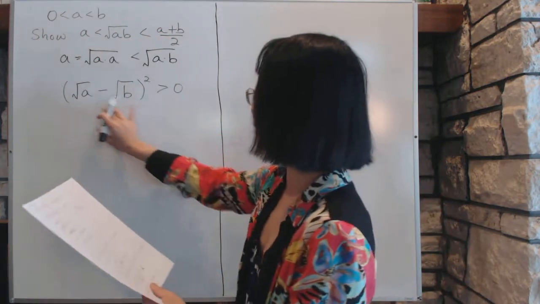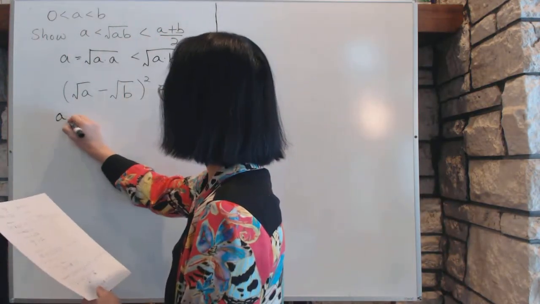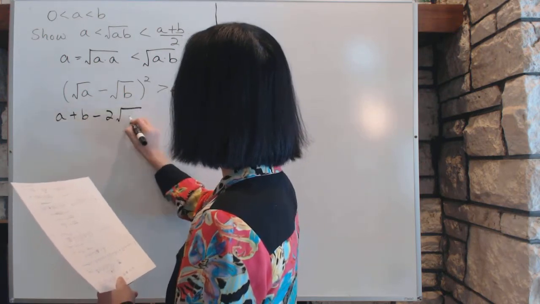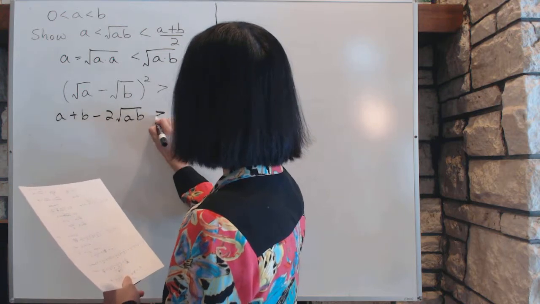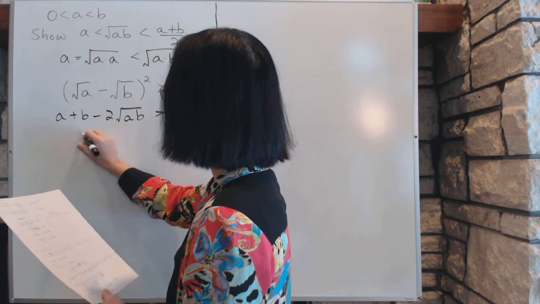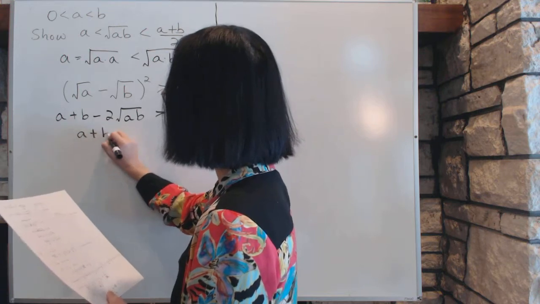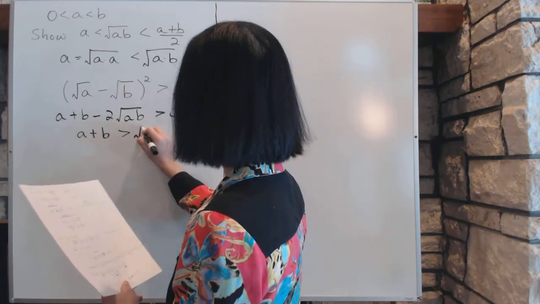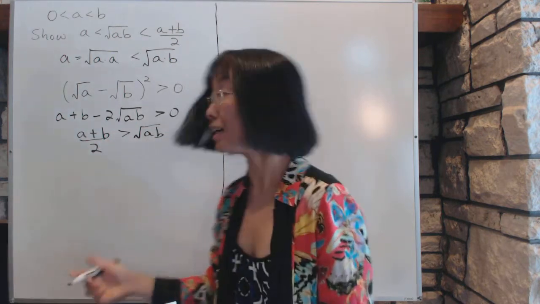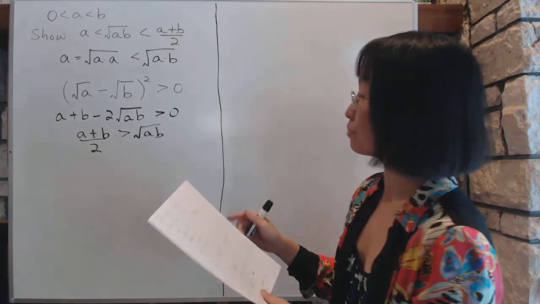So when you multiply this thing out, you get A plus B minus 2 square root of AB bigger than 0, which will come out very nicely. So then A plus B will be bigger than 2 square root of AB, and then divided by 2. And that is the end of the second part of the proof. See, very nice problem.